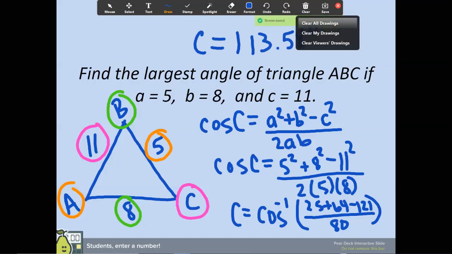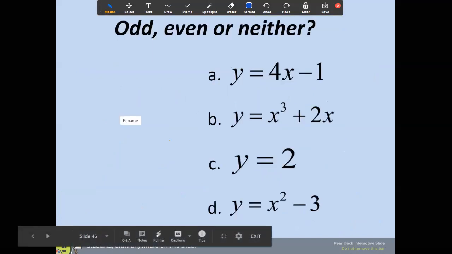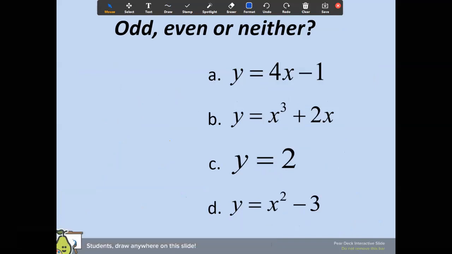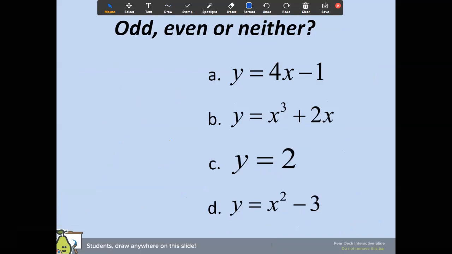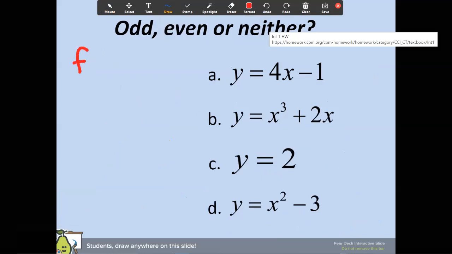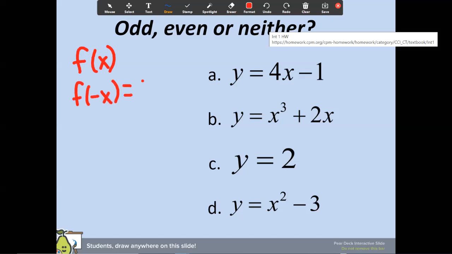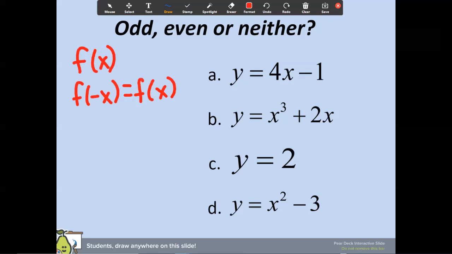Okay, next problem. Odd or even. Basically when you're doing these in terms of the algebra, if you have f of x as your original, and you put in a negative x and you get out the same as f of x, that would lead to it being even. If you put in a negative x and you did not end up with f of x, but you ended up with the opposite of f of x, that would be odd. If neither of those happen, it's going to end up being neither.